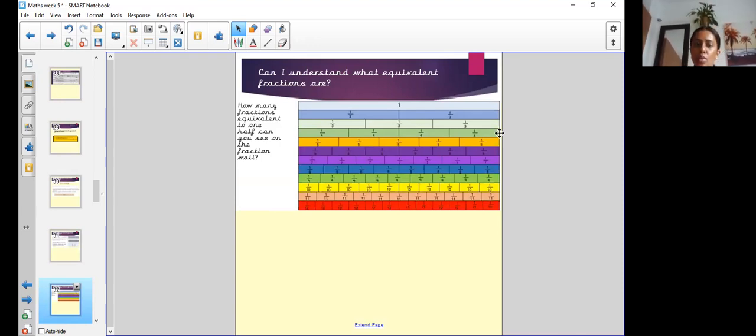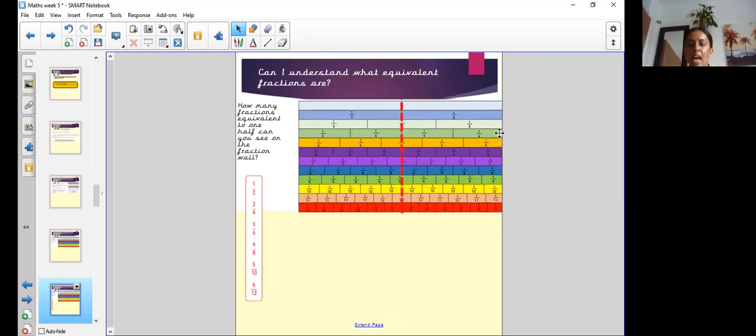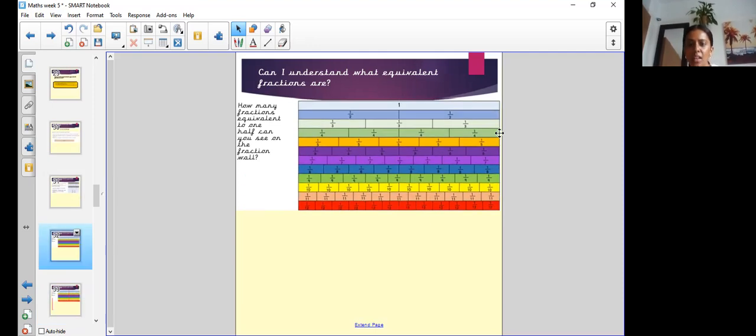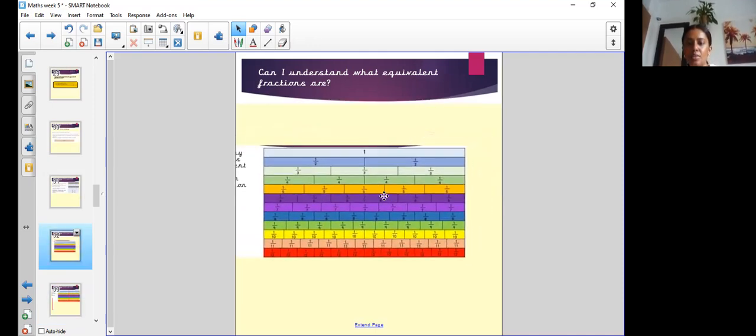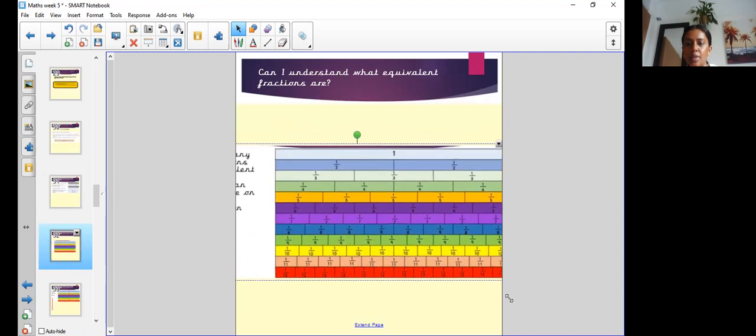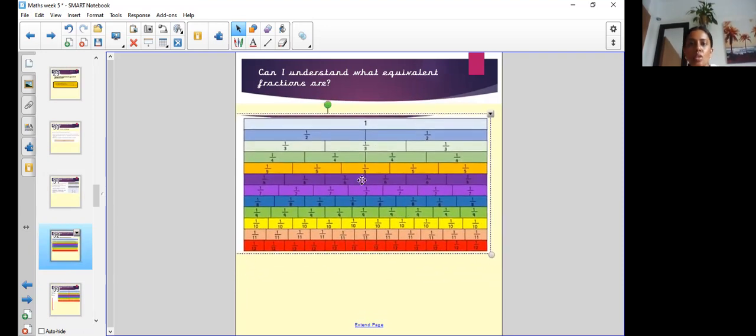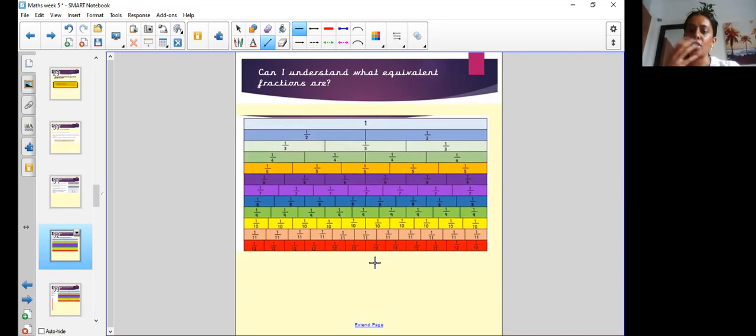How many fractions equivalent to 1/2 can you see on the fraction wall? So let's see how we're going to do it. What you need to do is put a line down the middle. I'm just going to make this a little bit bigger to show you what I mean. Because it's asking how many fractions are equivalent to a half, I would take my line and put it down the middle of my half.